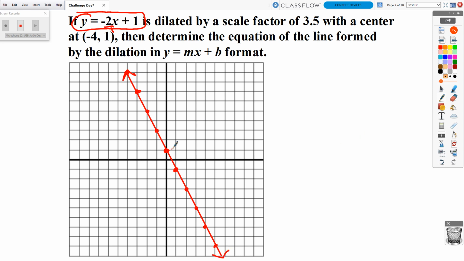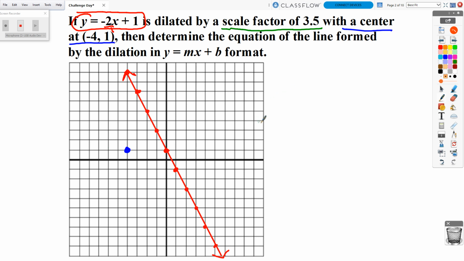So again, I want to dilate this line by a scale factor of 3.5 with a center at negative 4, 1. Let's put our center on our graph here. Since the scale factor is greater than 1, we would experience an enlargement, which means our line is not going to get closer to the center. Our line is going to get further away from the center by a factor of 3.5.